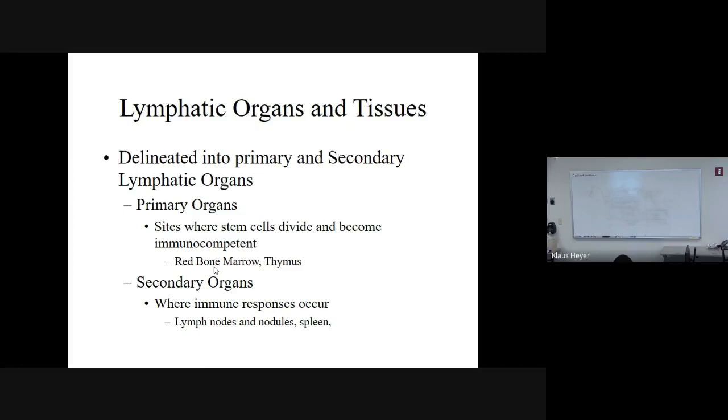Some lymphocytes go to the thymus. They migrate and they travel to the thymus. That's where their basic training is at. That's where they learn to be soldiers. So those are the T cells. So when you become a B cell or when you become a T cell, we call that becoming immunocompetent. You're competent to participate in the immune system.